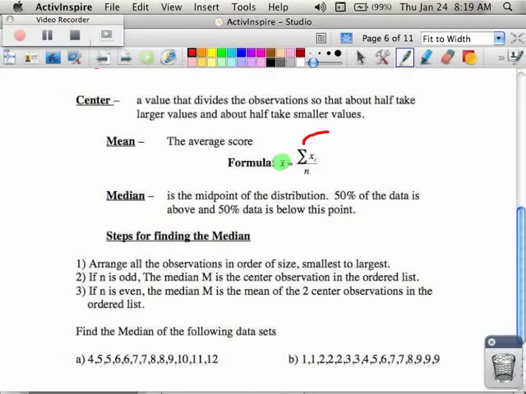So the capital E looking thing is called sigma. And it means the word sum, or in other words, add all these things up. The x sub i thing that you see over here is just talking about each individual data point.